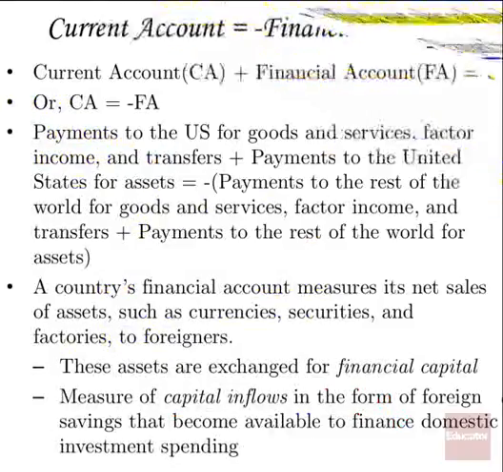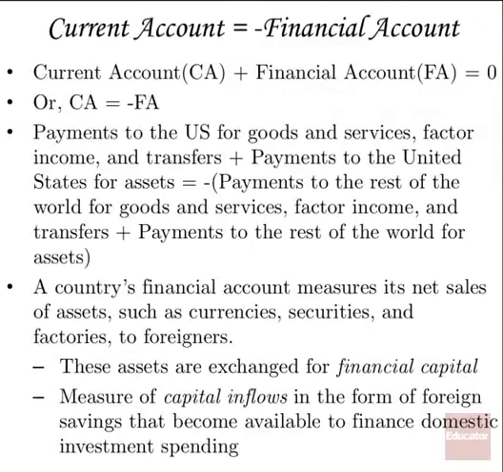Okay, so what you have is current account equals the financial account. So the current account equals actually the negative financial account. Or if you want to rewrite it in a more clean way, if you want to put all the components on one side and then put 0 on the other side, you have the current account plus the financial account. That equals 0. Or again, as I said, the current account equals the negative financial account, or the financial account equals the negative current account.